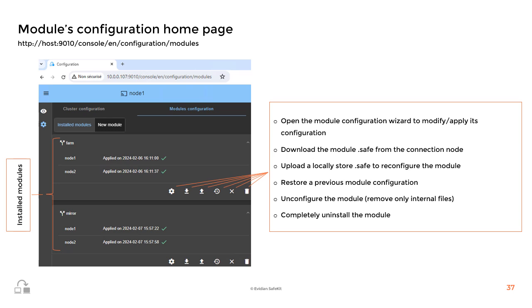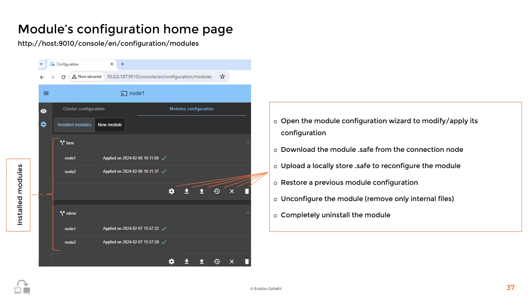The first icon allows you to modify the module configuration and reapply it. This opens the module configuration wizard and loads its current configuration from the connection node. The second icon allows you to download the configuration files to your workstation from the connection node. This means you can locally edit the files on your workstation using your favorite editor. The third icon allows you to upload the configuration files from your workstation to the console.